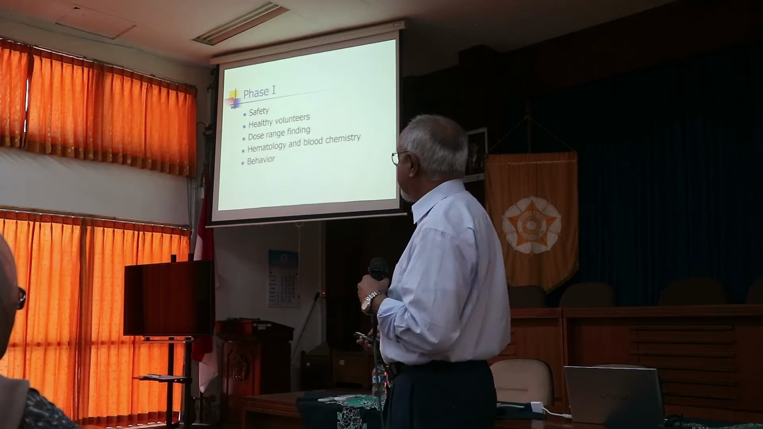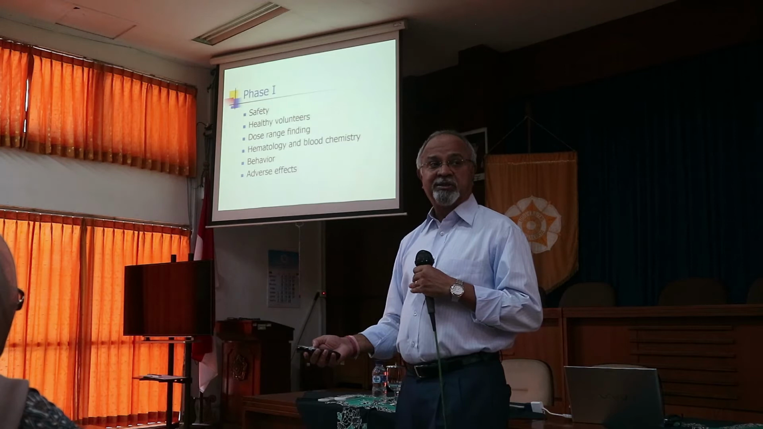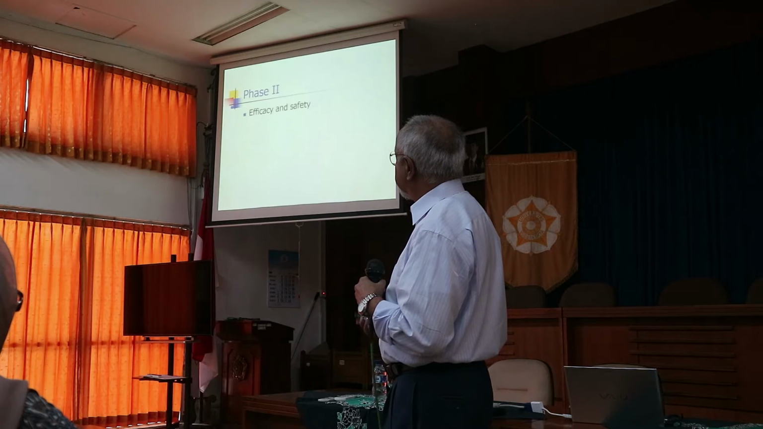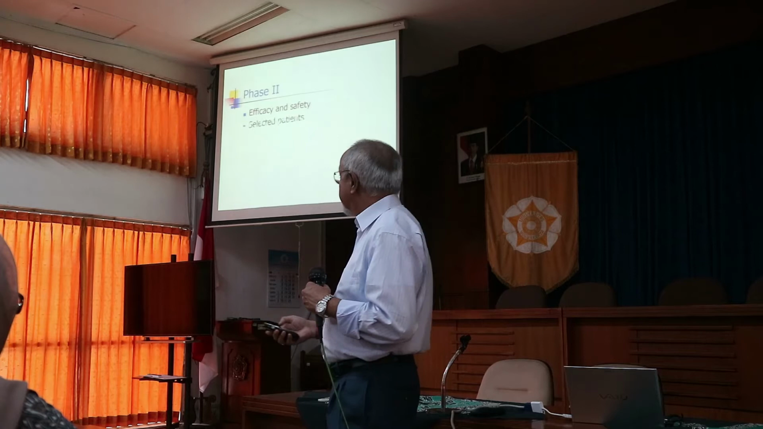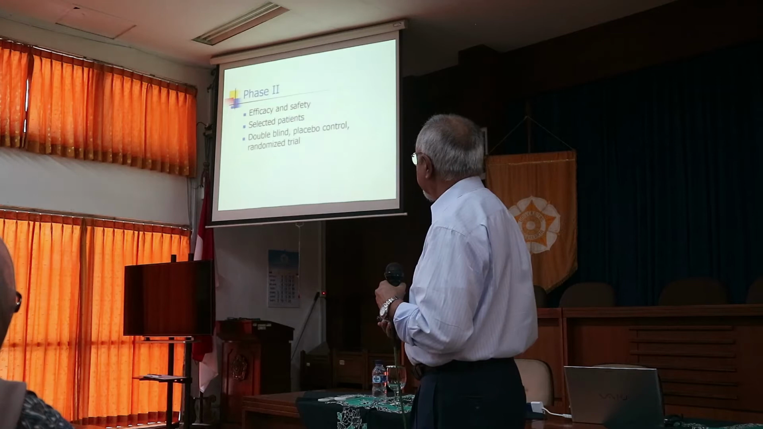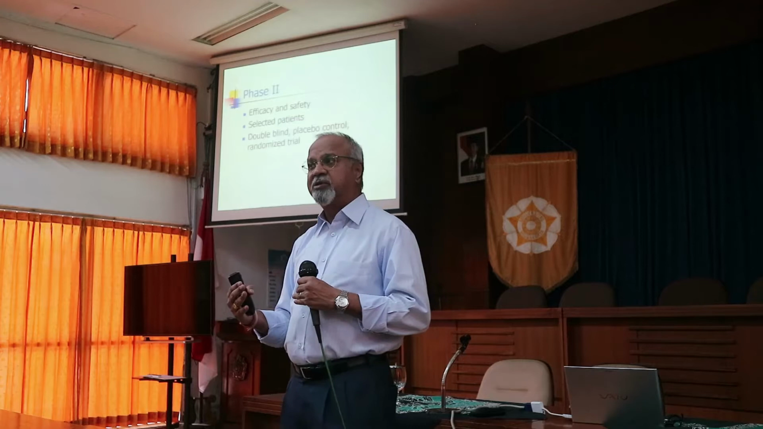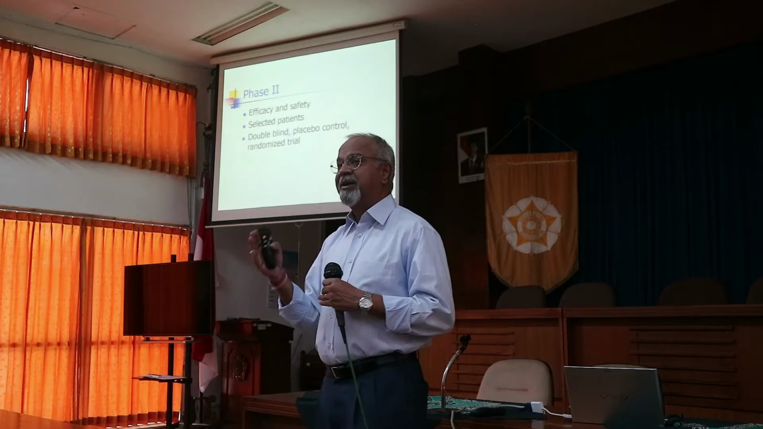So these are the toxicity effects you had observed in the animal. You look for them carefully. Okay? So in phase two, you do efficacy and safety studies. This is done in patients. So you select a small group of patients, 50 to 100, and you sometimes do double-blind, placebo-controlled, randomized studies. Double-blind is patient doesn't know, doctor doesn't know. Okay? And placebo control is some will get the drug, others won't get the drug.